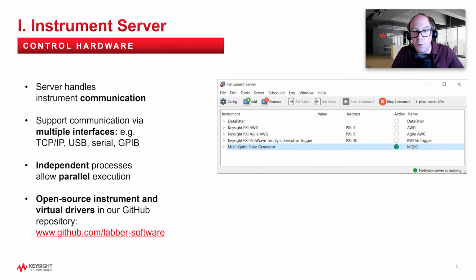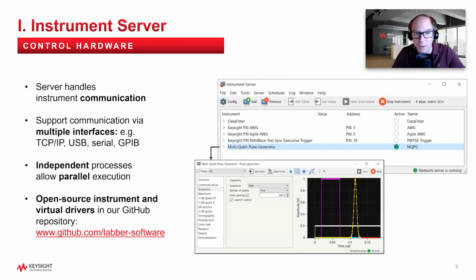And it also does this in parallel, so that the communication between individual instruments is not slowing down the overall performance. If we take a look at one specific driver here, we have the multi-qubit pulse generator. So this is an example of a virtual driver that is used for qubit measurements to shape pulses.